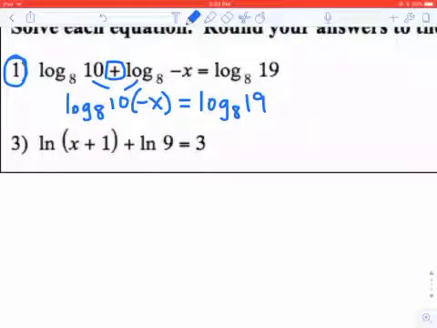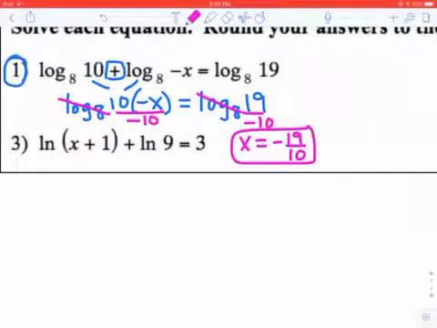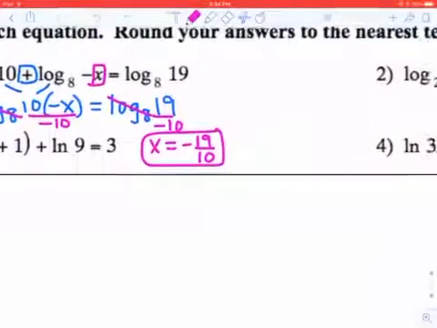Then you have log base 8 on both sides, so we can cancel them out. And you end up with 10 times negative x equals 19. So if you divide by negative 10, you would just get that x would equal negative 19 over 10. And then when you plug that back into the original problem right here, because that's the only place where x is, then it would be okay, because a negative 19 over 10 would turn into a positive 19 over 10, and that would be okay.